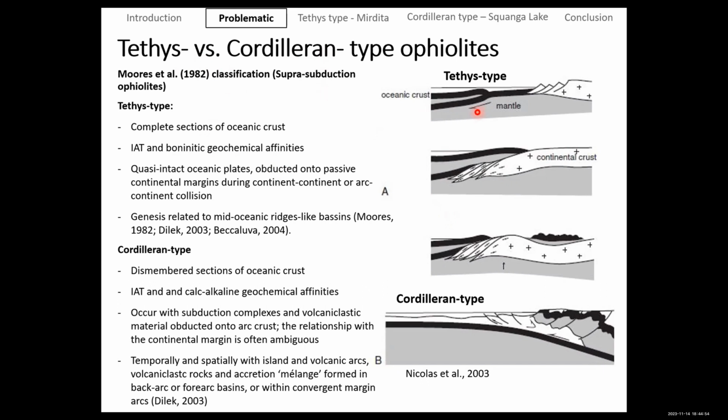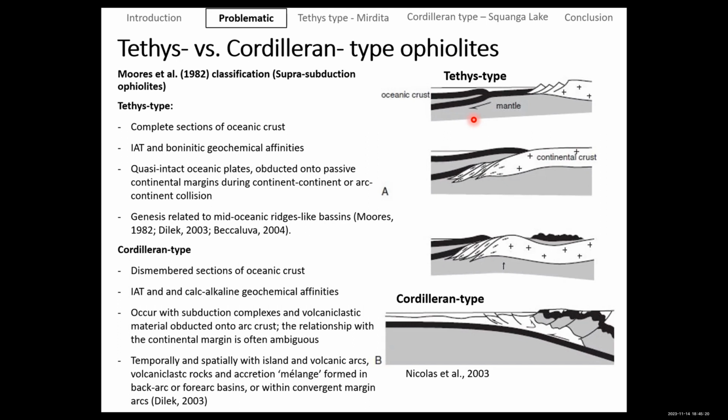Tethys type ophiolites are usually complete sections of oceanic crust placed directly on top of a continental margin, and it's usually a passive continental margin. This kind of ophiolite is usually associated with more normal type mid-oceanic ridges formed in oceanic basins.